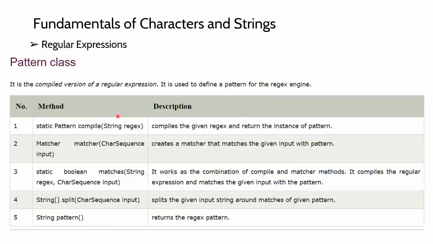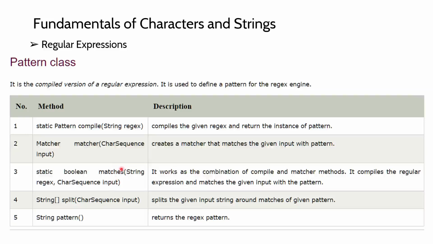So for the Pattern class, we have the method compile, which returns a static pattern, and that compiles the given regex and returns the instance of a pattern. Then we have the matcher that takes a character sequence input, returns a matcher, and creates a matcher that matches the given input with a pattern.